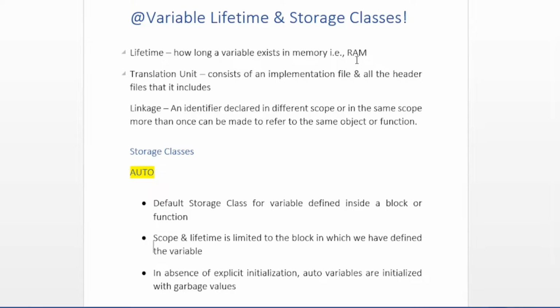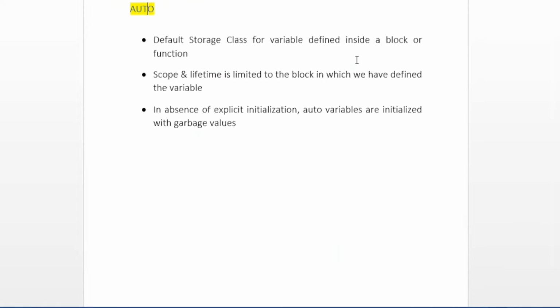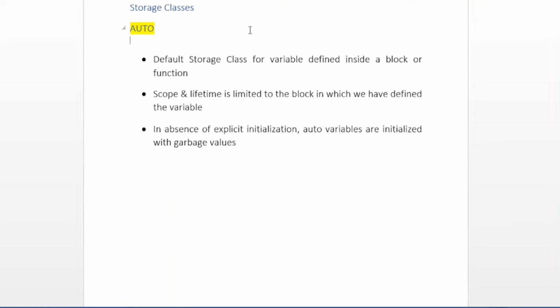The first storage class is automatic. This is the default storage class for variables defined inside a block or a function. The scope and lifetime is limited to the block in which we have defined the variable, and in case of absence of explicit initialization, auto variables are initialized with garbage values. Now let's see the meaning of these three lines practically.